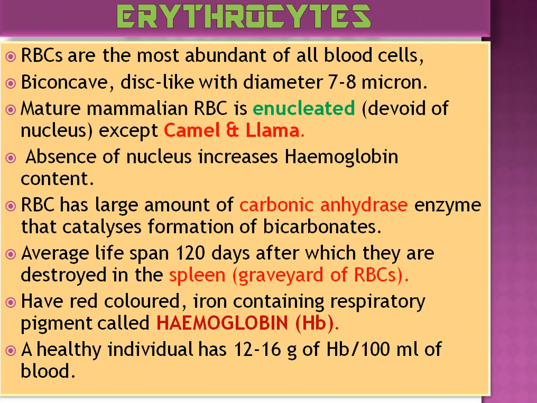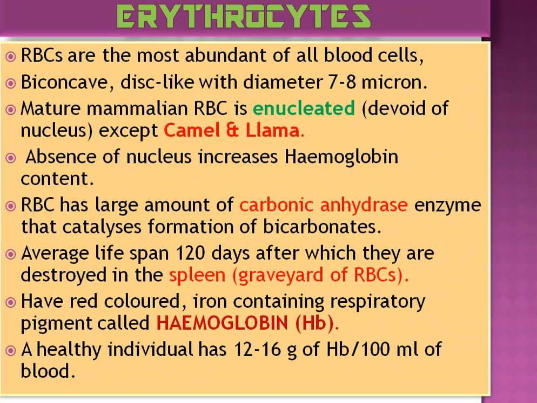RBCs are most abundant of all blood cells. They are biconcave disc-like with diameter 7 to 8 micrometer. Mature mammalian RBC is enucleated, that is devoid of nucleus, except camel and llama. Absence of nucleus increases hemoglobin content. RBC has large amount of enzyme carbonic anhydrase that catalyzes formation of bicarbonates.